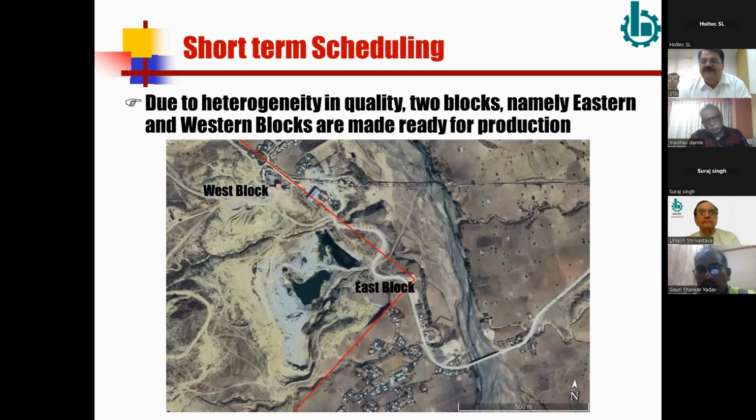Now we have carried out short-term planning. Because of the heterogeneity in the 2 blocks, you can see the western block on the left side of the screen and the eastern block on the right side of the screen. So 2 blocks were made ready for production. Initially, they were using only the eastern blocks, and the mining is basically towards the bottom of the site to expose the high-grade limestone and consume it.